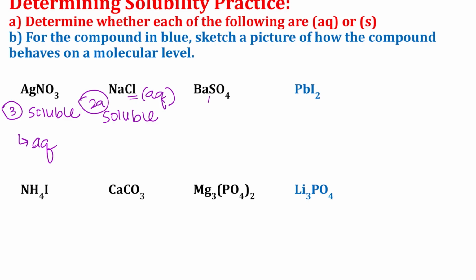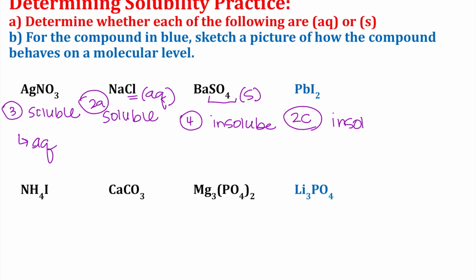BaSO4, so looking at those sulfates, rule number 4 discusses the sulfates. Sulfates are soluble except, and barium sulfate is on that exceptions list, so it is insoluble, meaning this would be a solid state of matter. PbI2, lead iodide. Iodides are discussed in rule 2C. All iodides are soluble except, and lead iodide is on that exceptions list and is insoluble, meaning it would be a solid state of matter.